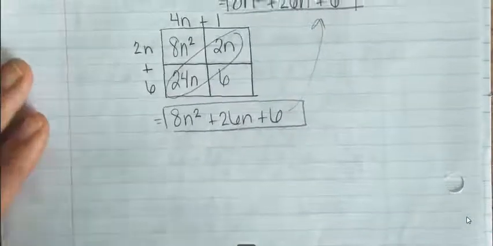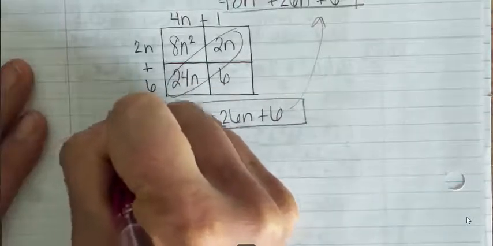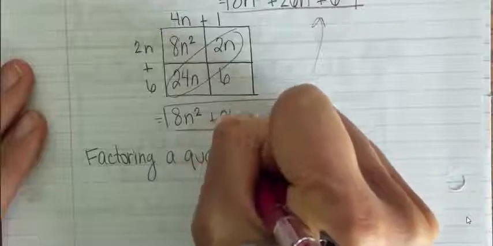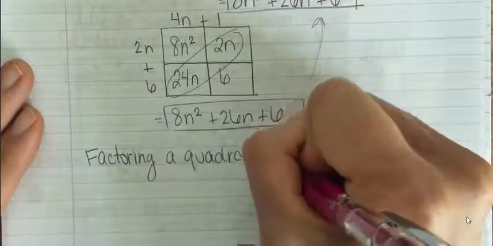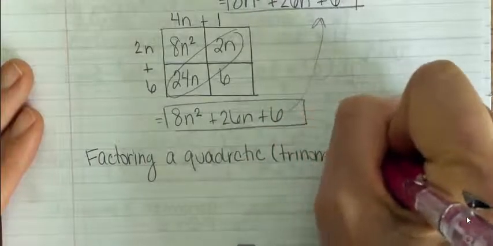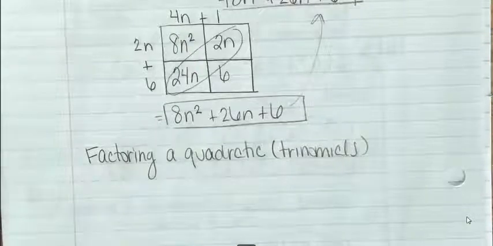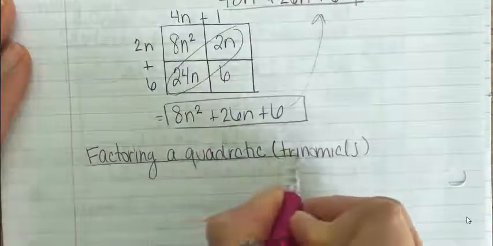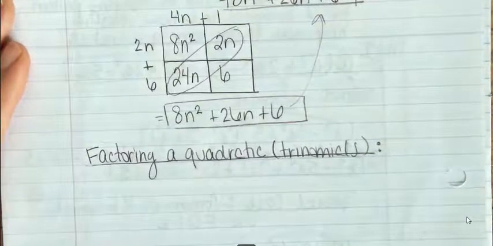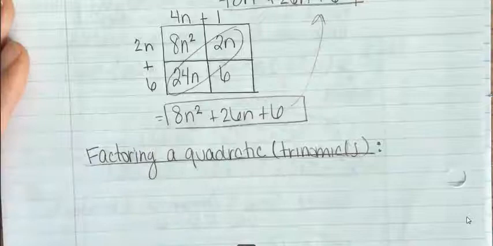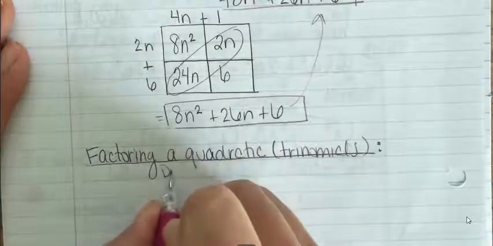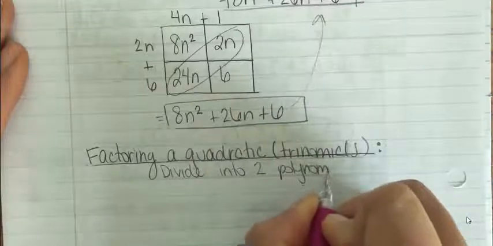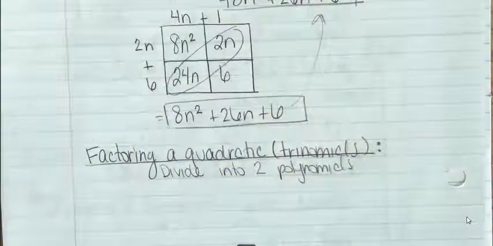All right, so that brings us to the topic of factoring a quadratic. For our sake, we're just going to work with trinomials today. Next year in Algebra 2, we'll work with larger than trinomials, so maybe 4 terms, 5 terms, and so on. But now we're just going to go with 3 terms, which is what trinomials are. So to factor means to divide it back into two polynomials. So you're basically going backwards from multiplying.